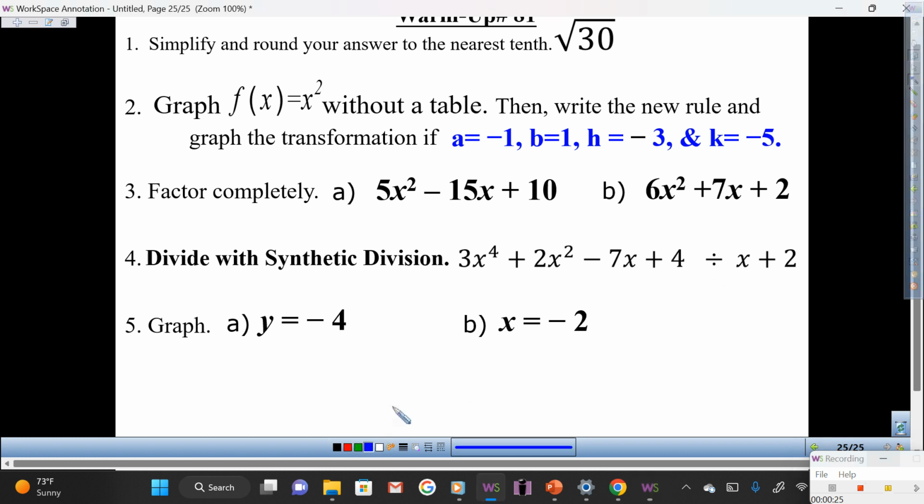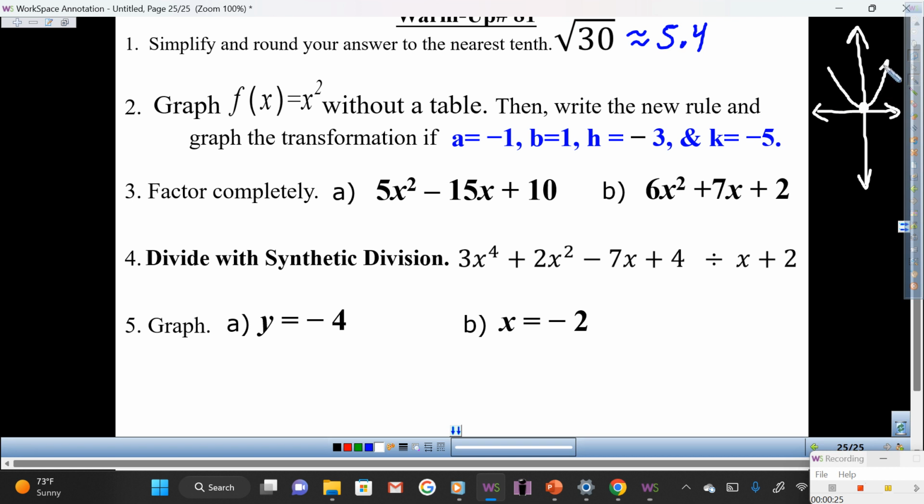Number one. What'd you get for number one, Joel? Approximately 5.4. Hands, have you got that? All right, looks about right. Number two, I'm going to go over number two really quick just for the sake of time. So if we plot without a table, our parabola, y equals x squared, goes through the point of origin, and it looks like this.